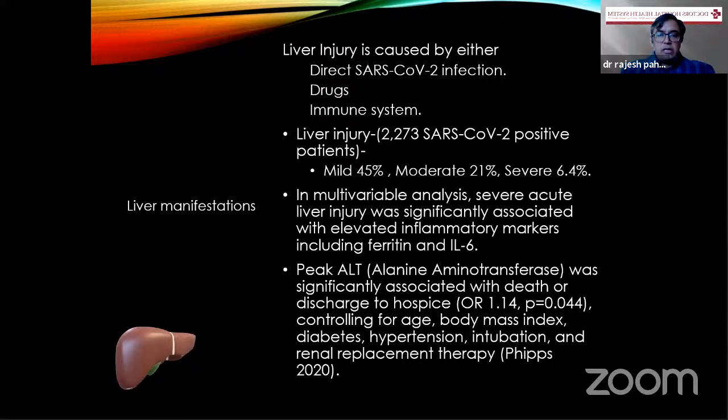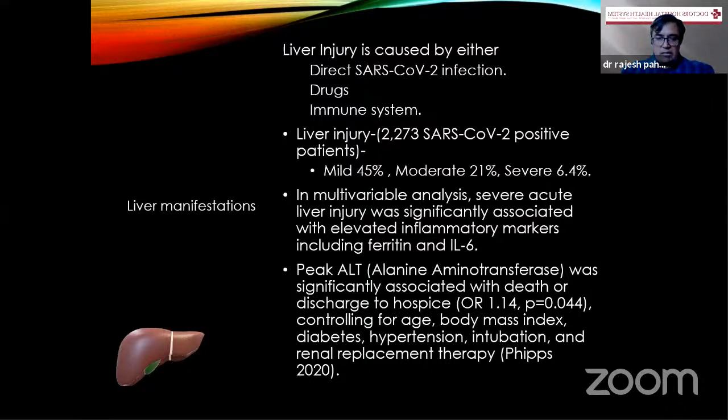Again, the liver injury can be caused directly by the virus, or through the hyperimmune response, or also by the drugs which are administered to the patient for treating COVID-19. In this large study on 2,273 COVID positive patients, they found that 45% of patients had mild disease, 21% had moderate disease, and 6.4% had severe disease.